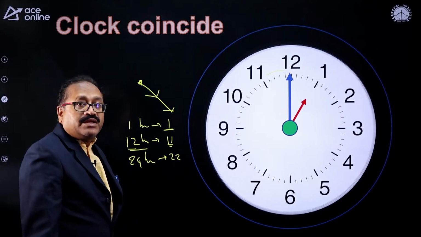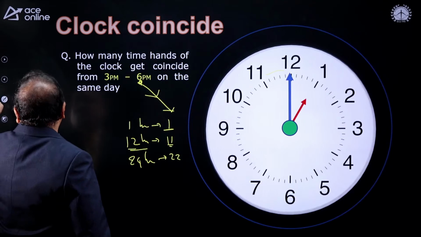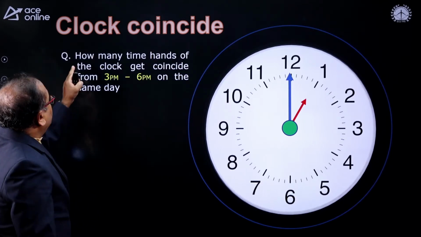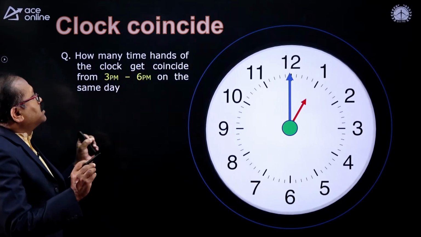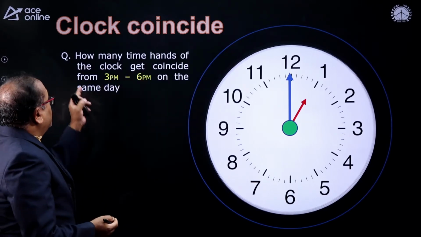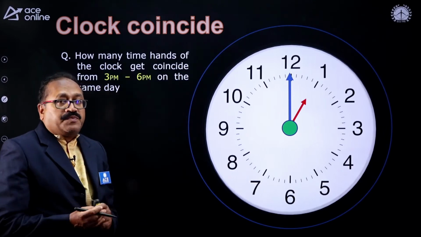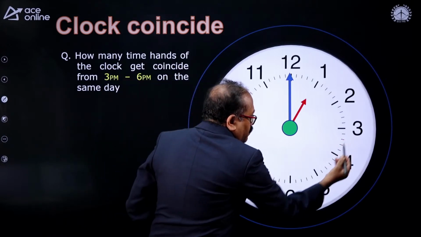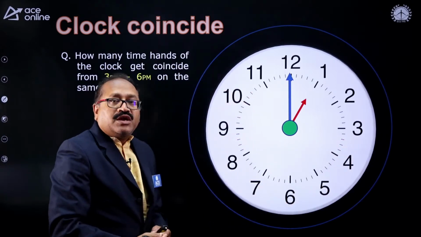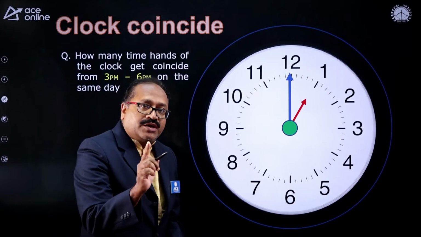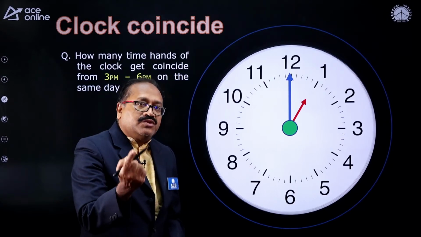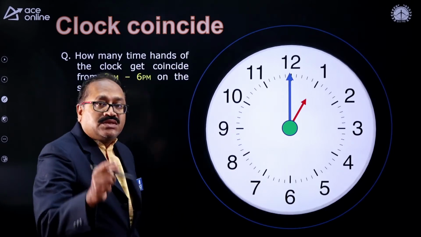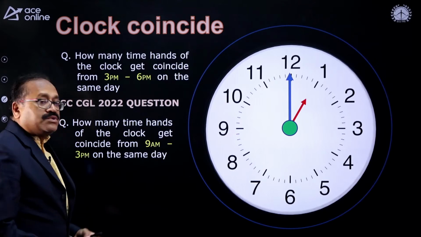So, hope you are understanding this. Now, this is a fact you are expected to know: how many times the hands of the clock will coincide from 3 p.m. to 6 p.m.? Instantly you will say, Mr. Narendra, you are talking about 3 p.m. to 6 p.m., so that is 3 hours, and every 1 hour one time, therefore 3 hours, 3 times. Yes, you are right. But I will show you the SSC CGL question, how it comes.